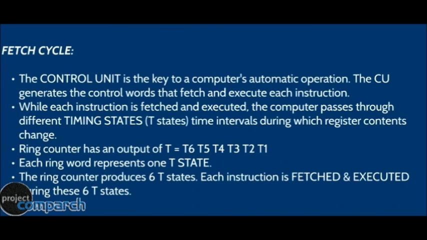Fetch cycle. The control unit is the key to a computer's automatic operation. The control unit generates the control words that fetch and execute each instruction. While each instruction is fetched and executed, the computer passes through different timing states, T states, time intervals during which register contents change. The ring counter has an output of T6, T5, T4, T3, T2, T1.